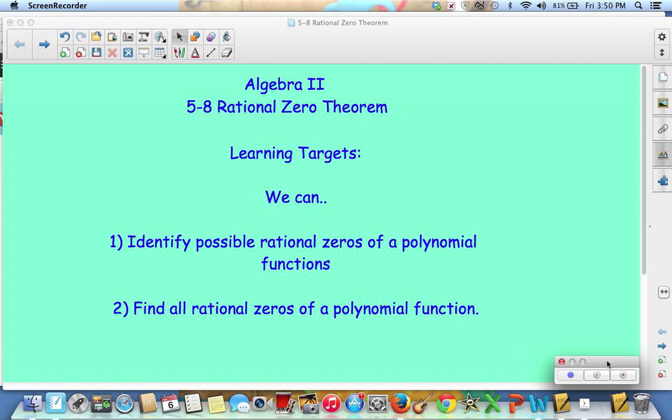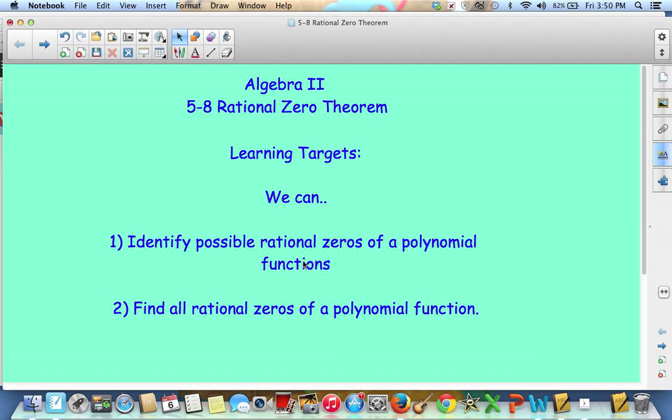For this lesson, we are going to identify possible rational zeros of polynomial functions. We've just been identifying whole numbers as of now, and imaginary numbers. So we want to find all rational zeros of a polynomial function. That's what we want to do in this video. And I'm just going to show you one example of how to use this.